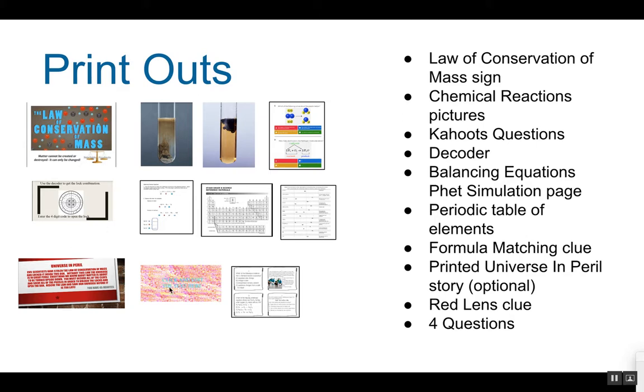the red lens clue, which you will need to write on in blue marker. The key you seek is hidden behind the answer to the following question. What is it called when a liquid combines with another liquid and forms a solid? That's what you should write in blue on the red lens clue. And lastly, the 4 questions page.